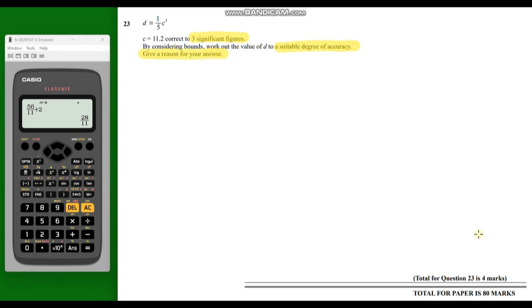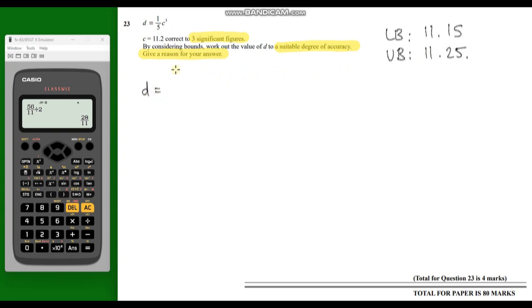Okay, so we've been told that C is 11.2 correct to 3 significant figures. So let's work out the lower bound and the upper bound of C. Well, if it's been rounded to 3 significant figures, the lower bound is going to be 11.15, because if we round this to 3 significant figures, the 5 will tell us to round this up to 11.2, so that will be the minimum value. And then the upper bound is just going to be the same, but in the opposite direction, so it's going to be 11.25.